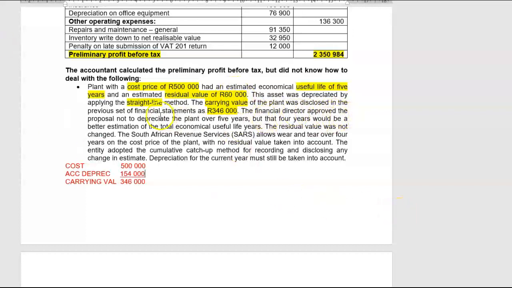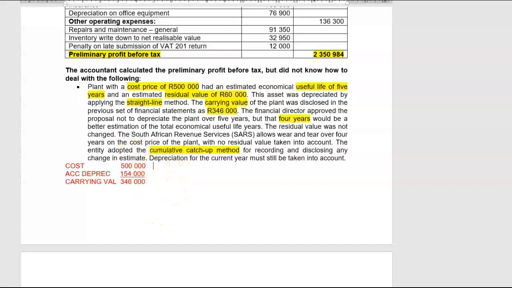The financial director approved the proposal not to depreciate the plant over 5 years, but that 4 years would be a better estimate on the total economic life years. The residual value was not changed. The entity adopted the cumulative catch-up method for recording any changes in estimate. Depreciation for the current year must still be taken into account. Good, so cumulative catch-up says I have to start all over again and I have to rework all my depreciation up to the beginning of the current financial year to work out my catch-up depreciation, and then I have to work out my normal depreciation.